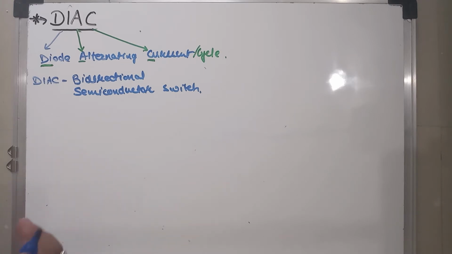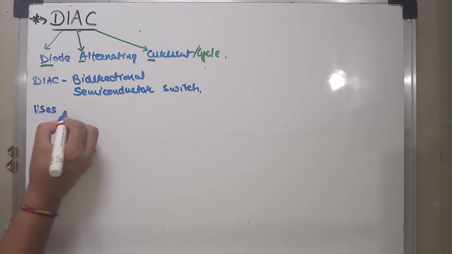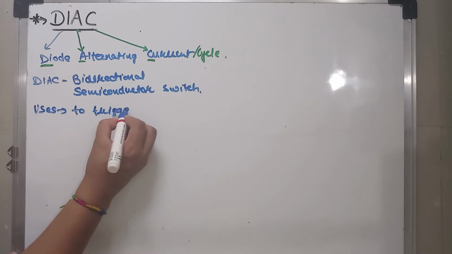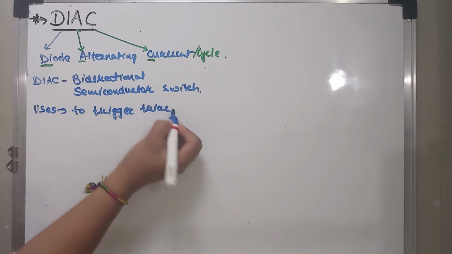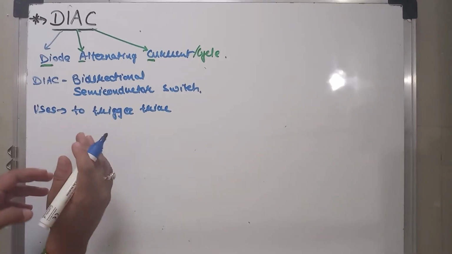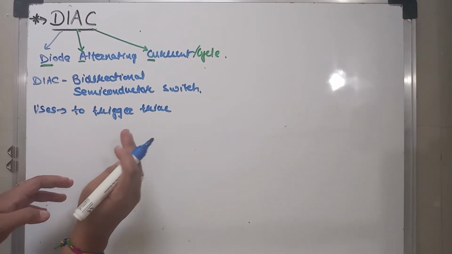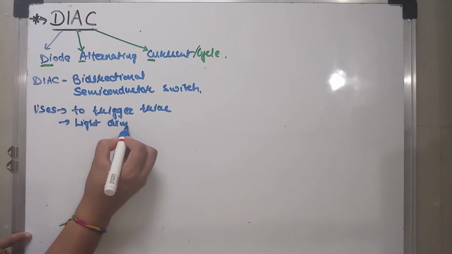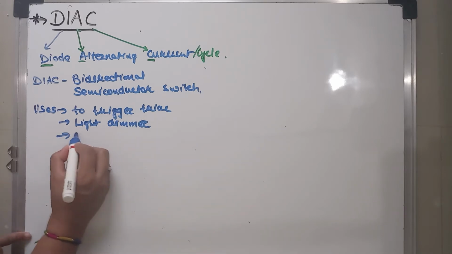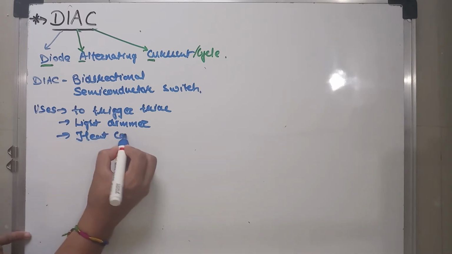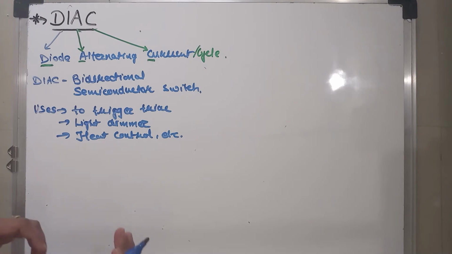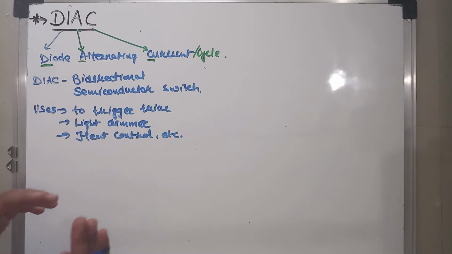Now what are the main uses of a diac? The main use of a diac is to trigger the triac. Mainly it is used in combination with the triac, for the triggering of a triac, and other uses are in light dimmer circuits and heat controllers, and so on. So mainly we can say that it is a bidirectional switch which is mainly used to trigger the triac.